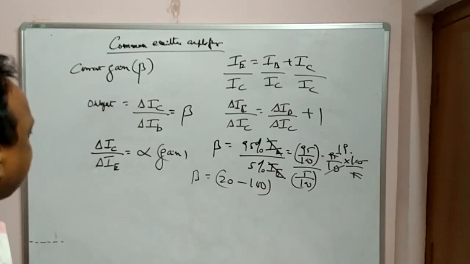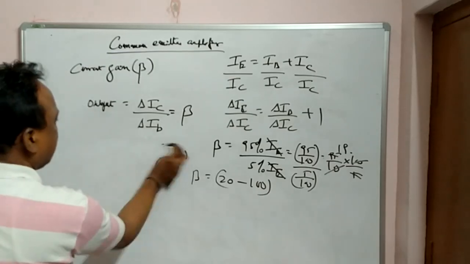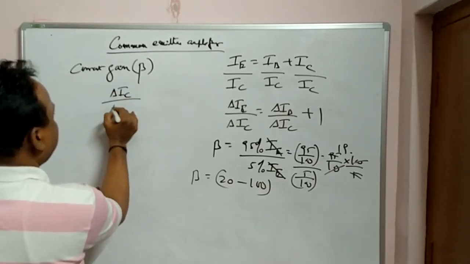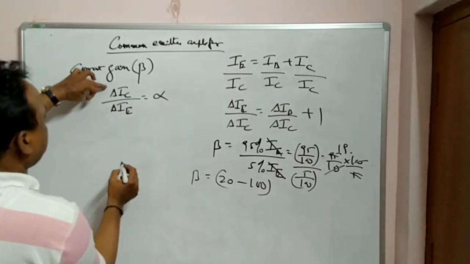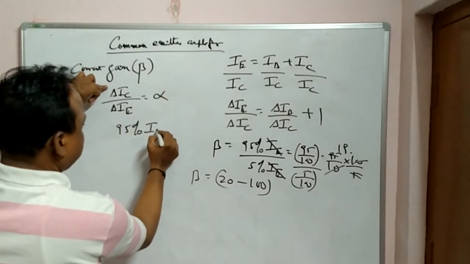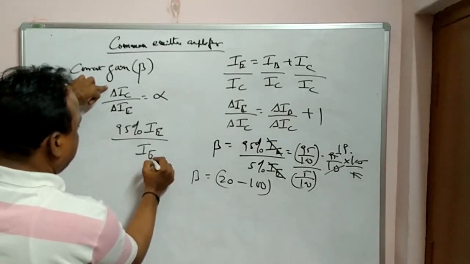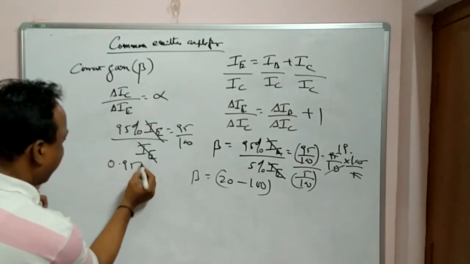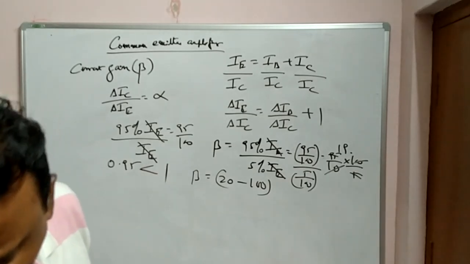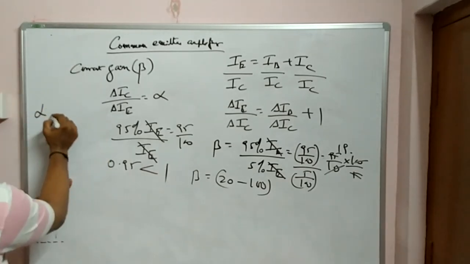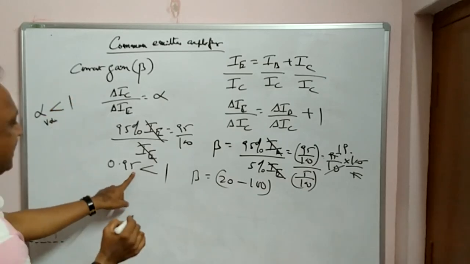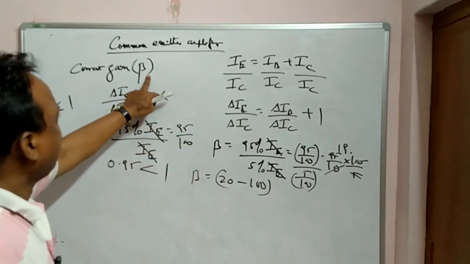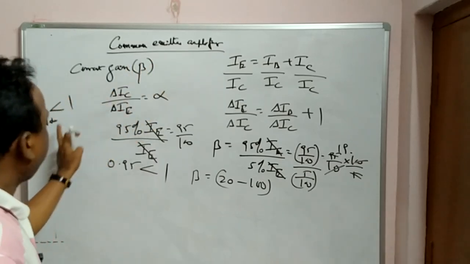Okay? Clear? Now let us come to the alpha gain. Alpha, what did I say? Delta IC by delta IE is equal to alpha. So delta IC is 95% of IE, and delta IE cancels. 95%, how much? 95/100. That is 0.95. That means less than 1. So the alpha value is less than 1, 0.95. And beta is between 20 to 100. Okay? So this is called current gain in the common emitter amplifier. Current gain or beta gain and alpha gain.